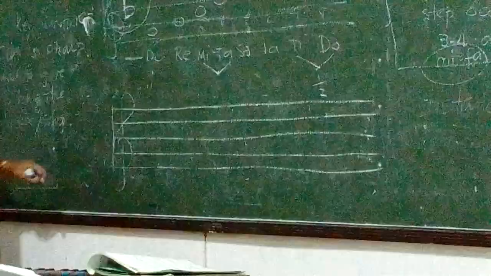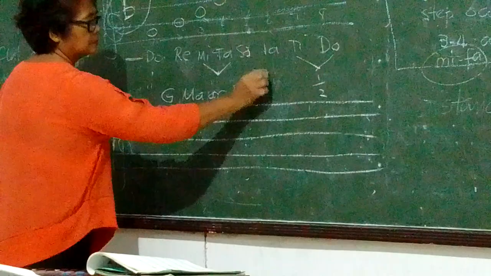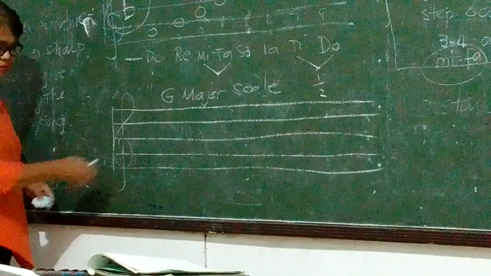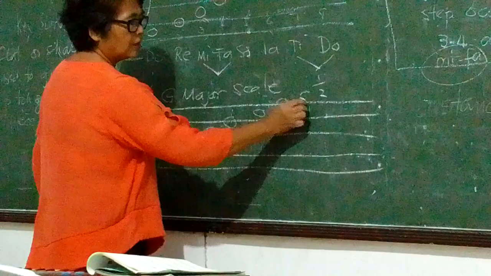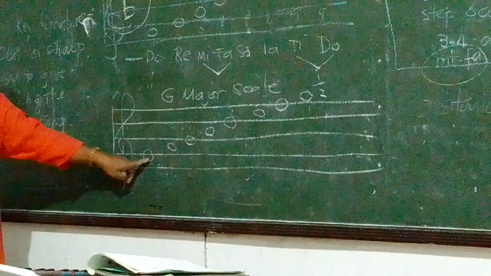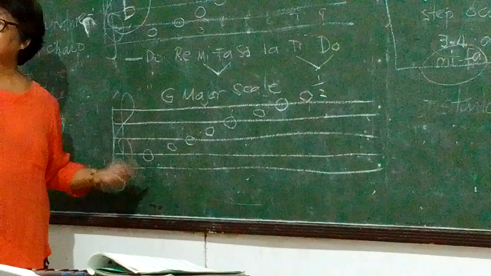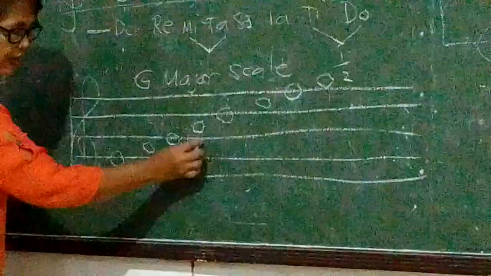The first line. Where is letter G? Every good. Do, re, mi, fa, so, la, ti, do. So, what is your do? G, A, B, C, D, E, F, G. Remember, when you start at G as your lower do, you end at the higher G as your higher do.